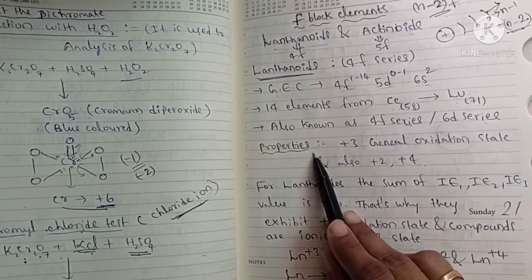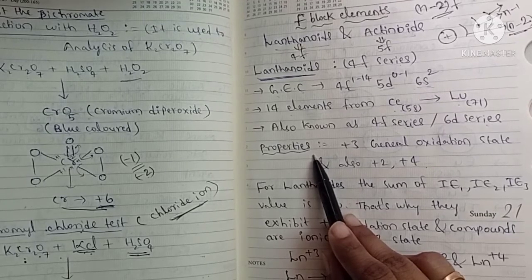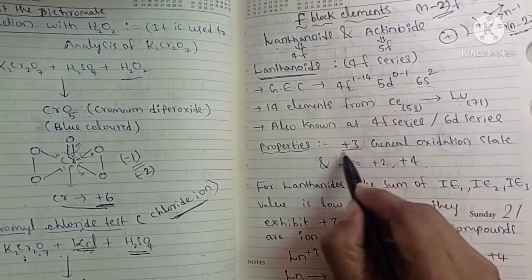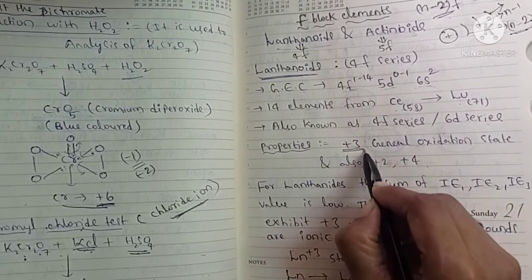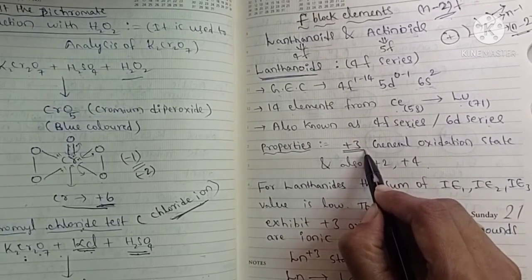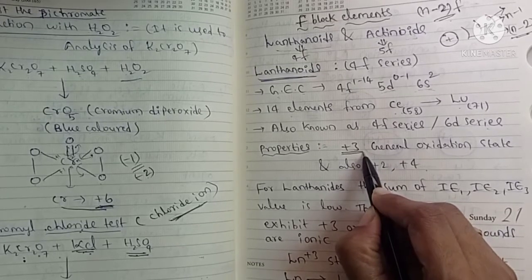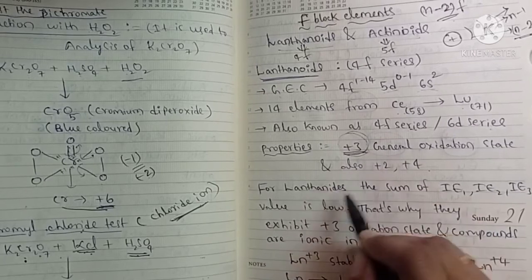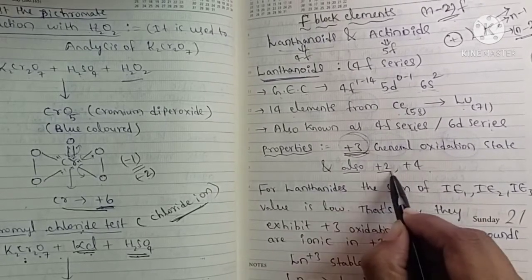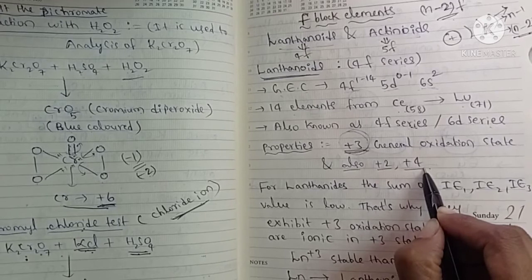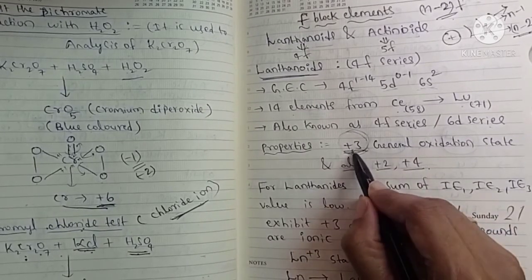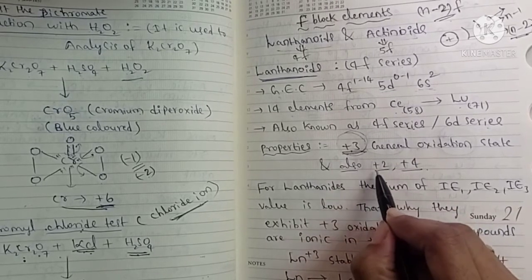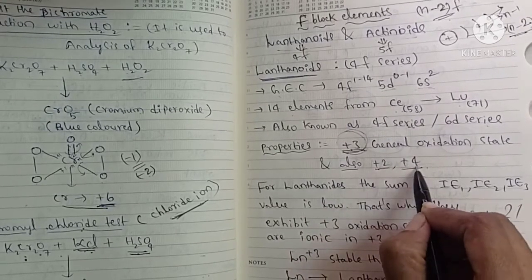Let us see the properties. The first property is oxidation state. Generally +3 is the common oxidation state for the 4f series elements. They show mainly the +3 oxidation state, and they also exhibit +2 and +4 oxidation states, but the most stable, common oxidation state is +3. Some elements will show +2 and +4.